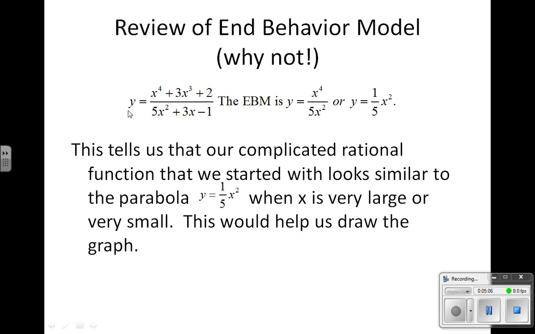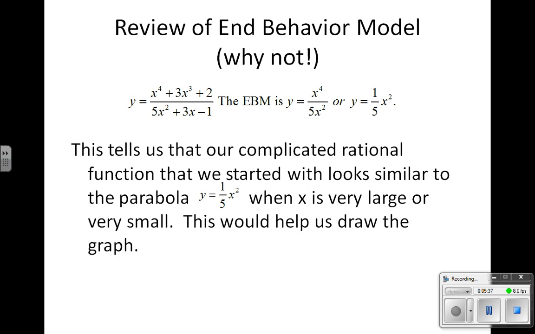Anyway, if I look at this rational function, our end behavior model was basically just the highest power of x on top and the highest power of x on bottom. Those two terms reduced down gave us 1/5 of x to the 2. So this is a nice, simple looking little parabola opening up. That tells me that this original function, even though it looks kind of big and scary, will look the same as this parabola for really big values of x and really small values of x.